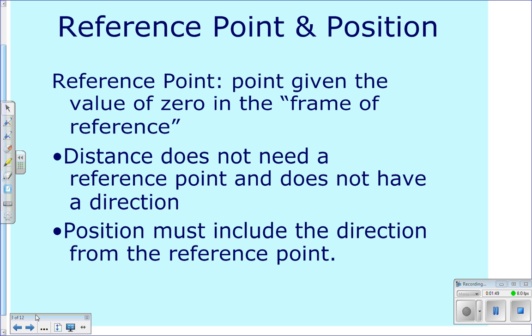We can measure an object's distance from a reference point, but that doesn't have a direction. So you could say, for example, I started at the reference point and walked 8 meters. Well, a blind person wouldn't know where to find you then, because they wouldn't know which direction you walked in. So a position, a displacement, a change in position must include a direction. So a position has to include an object's direction from the reference point.